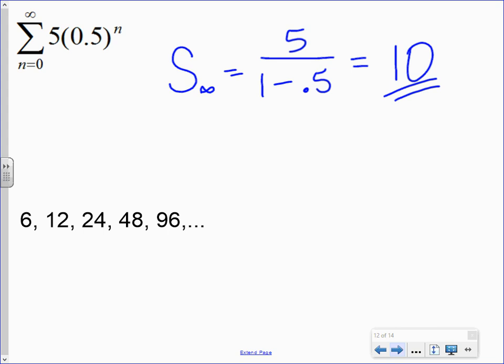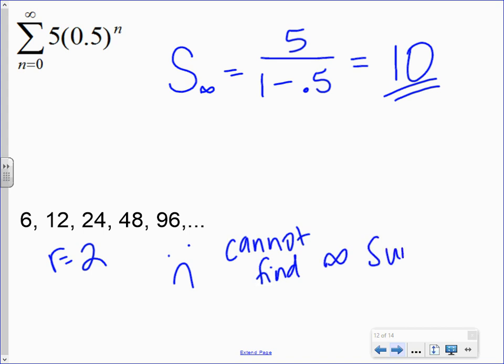your next infinite sequence. Is it geometric? What's the common ratio? Common ratio is 2, which means we cannot find the infinite sum, because it's just going to keep growing and growing and growing towards infinity.